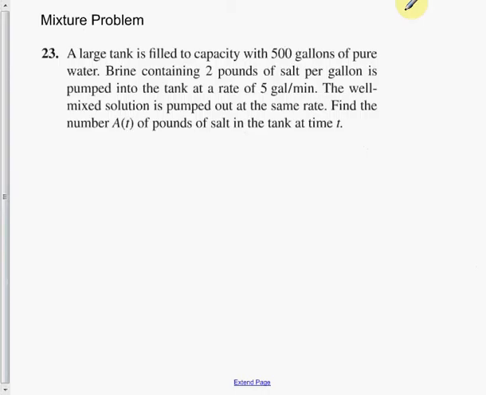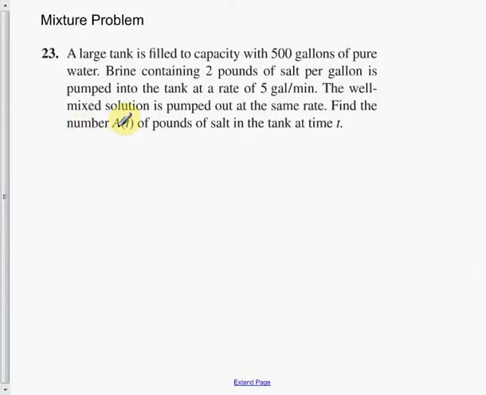A large tank is filled to capacity with 500 gallons of pure water. Brine containing 2 pounds of salt per gallon is pumped into the tank at a rate of 5 gallons per minute. The well-mixed solution is pumped out at the same rate. Find the amount of pounds of salt in the tank at time t.